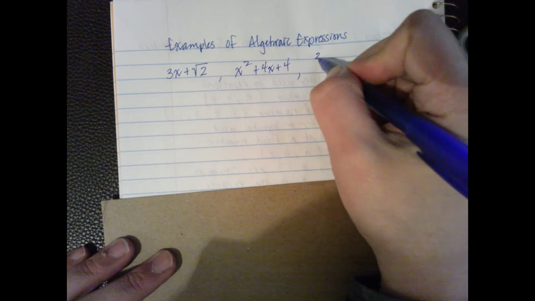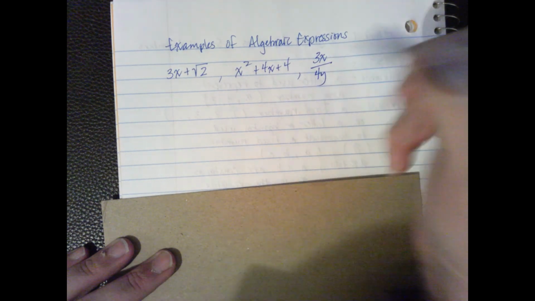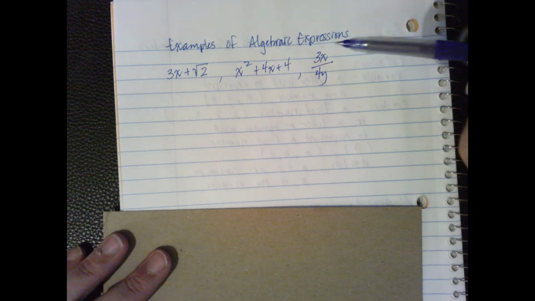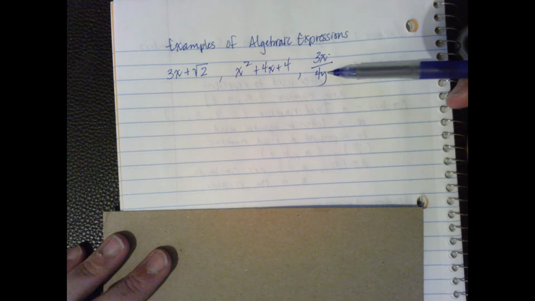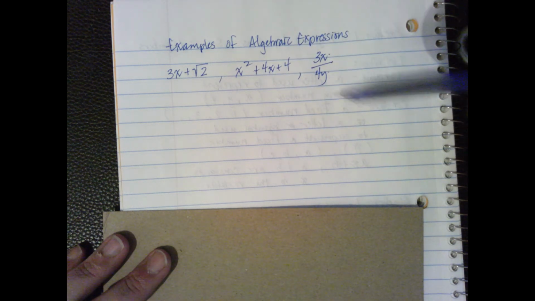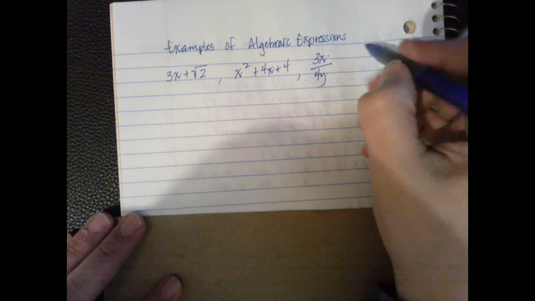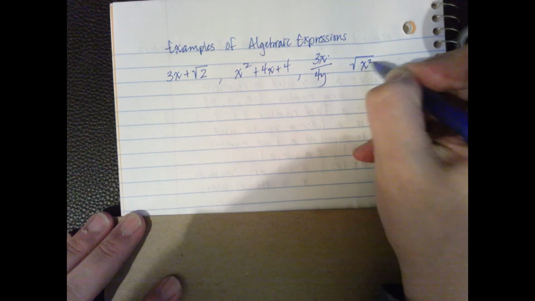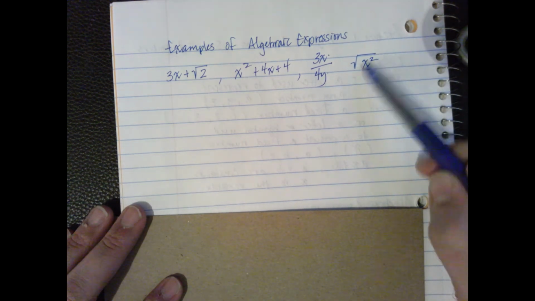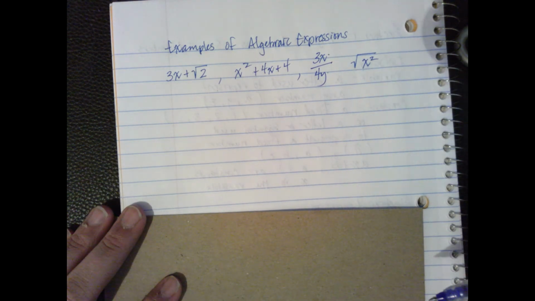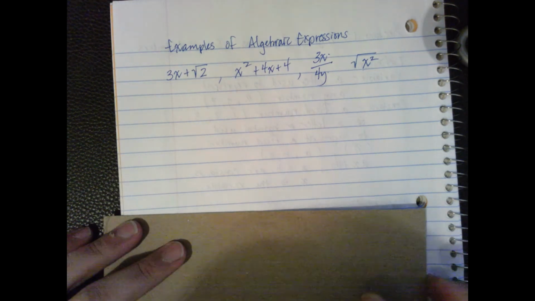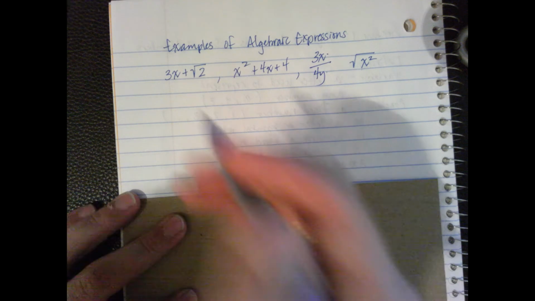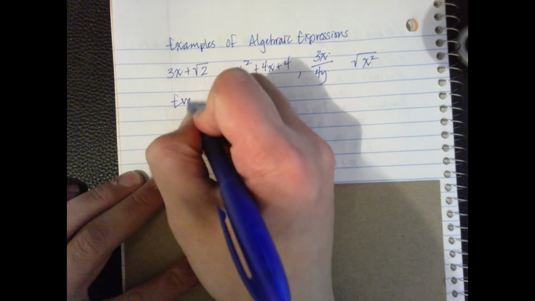We could also have 3x divided by 4y. Okay, so juxtaposition has 3 times x in the numerator and 4 times y in the denominator, and then division is happening between them. Then the square root of x squared, so we have repeated multiplication and then taking the root of that. So those are just some examples, just so we can see the kinds of things that we're going to be looking at this semester. So what about evaluating algebraic expressions?